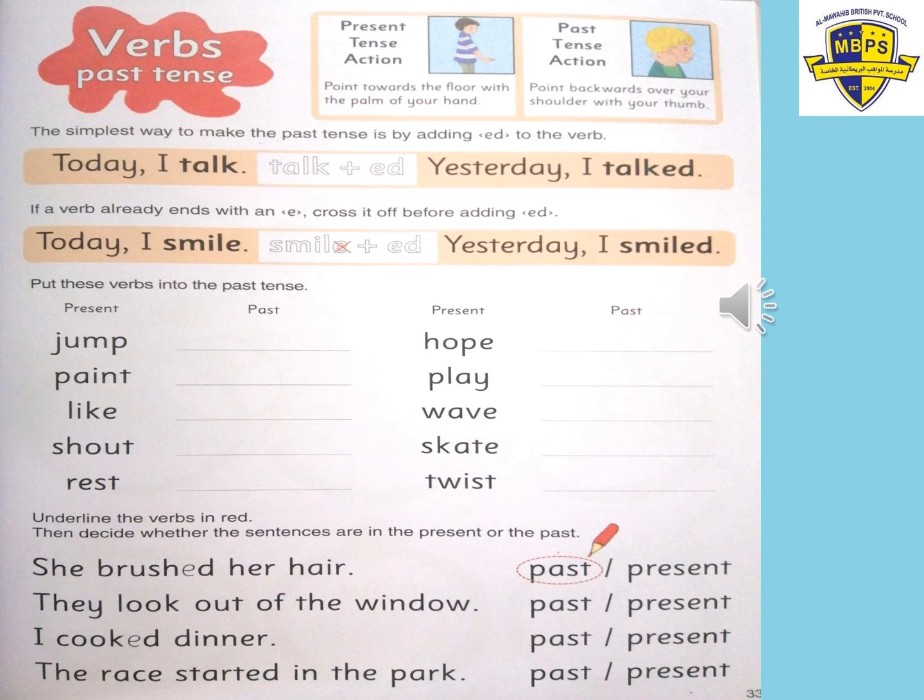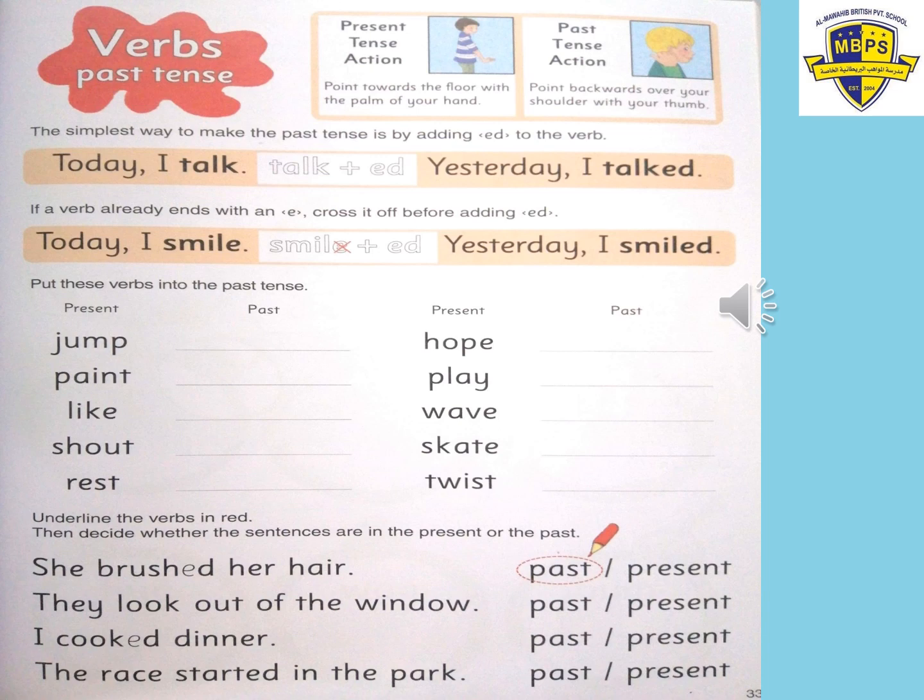Next one. They look out of the window. Where is the verb? Very good. Look. The verb is look. Can you see anything at the end of the verb? No, there is no ed. Think now. Is it past or present? Excellent, KG2. Without ed, the verb is present. So you are going to circle the word present.